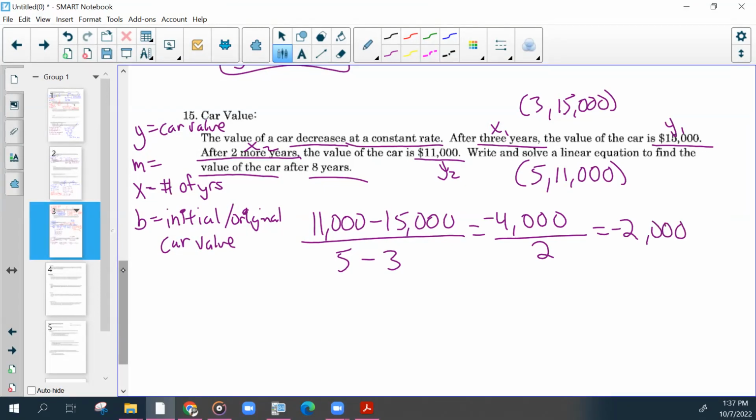Remember that this said the value of the car decreases. It has to be a negative. Usually your slope is a positive thing in these real world problems, but in this case, it has to be a negative. Because we were looking at the value over the number of years, your M is going to represent the decreasing value per year since it's negative.